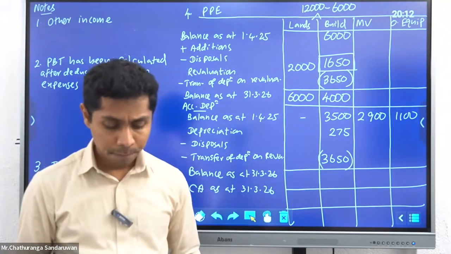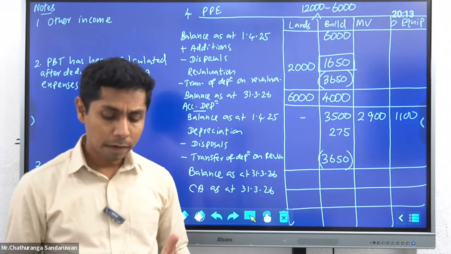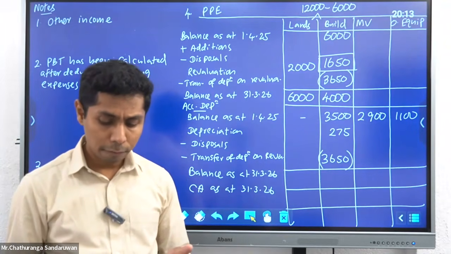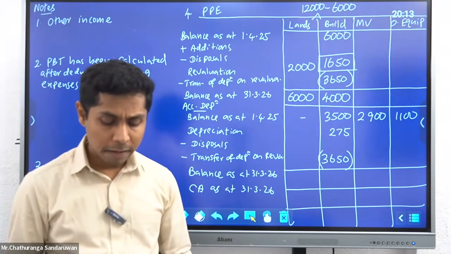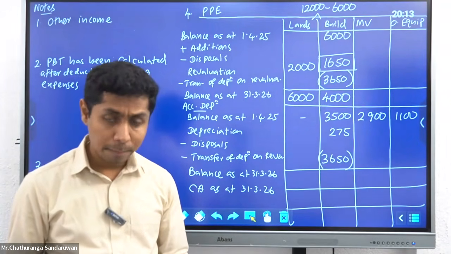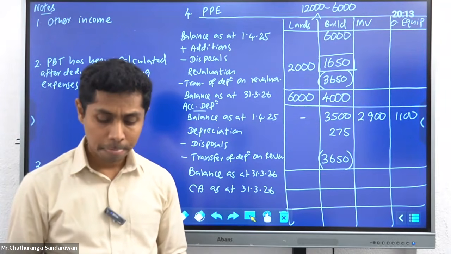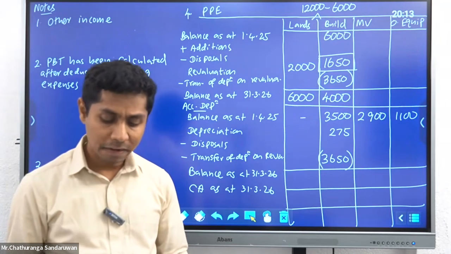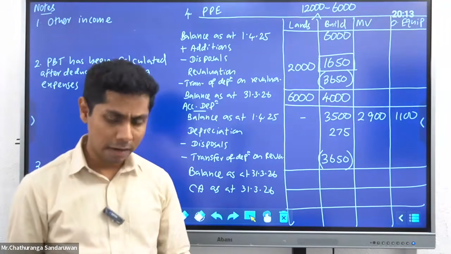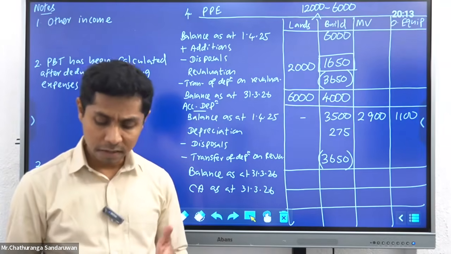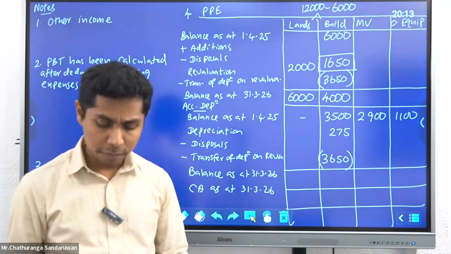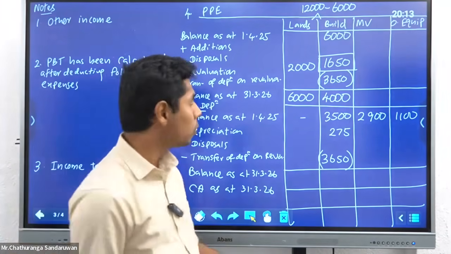The next one, on 1st April 2025, a motor vehicle with a cost of 4 million was sold for 4.5 million. The vehicle had originally been purchased on 1st April 2023. The cash received from the sale has been debited to the cash account, that's correct. Credited to the other income, that is incorrect. No other accounting entries relating to the disposal have been made.